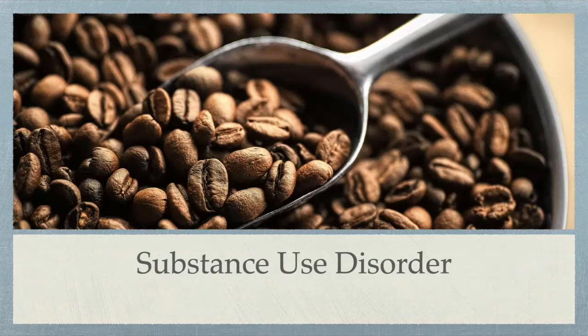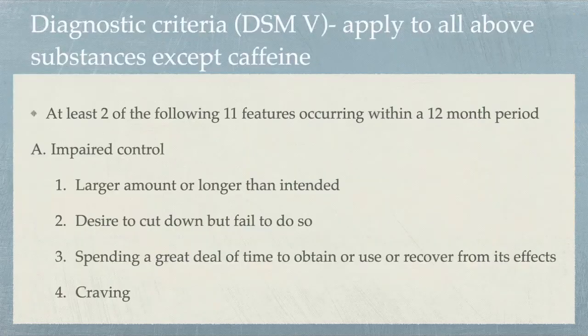Before we go further, I would like to explain that substance-related disorder can be categorized into two different groups, which are substance use disorder and substance-induced disorder. Now we are going to talk about substance use disorder. The diagnosis of a substance use disorder can be applied to all 10 classes mentioned above, except caffeine. An individual must have two of the following 11 features occurring within a 12-month period.